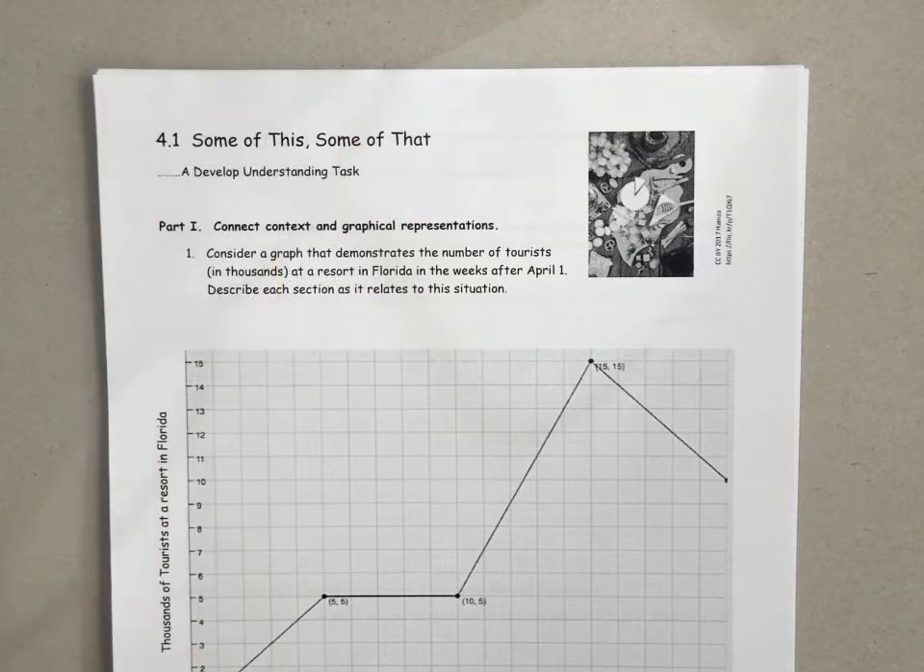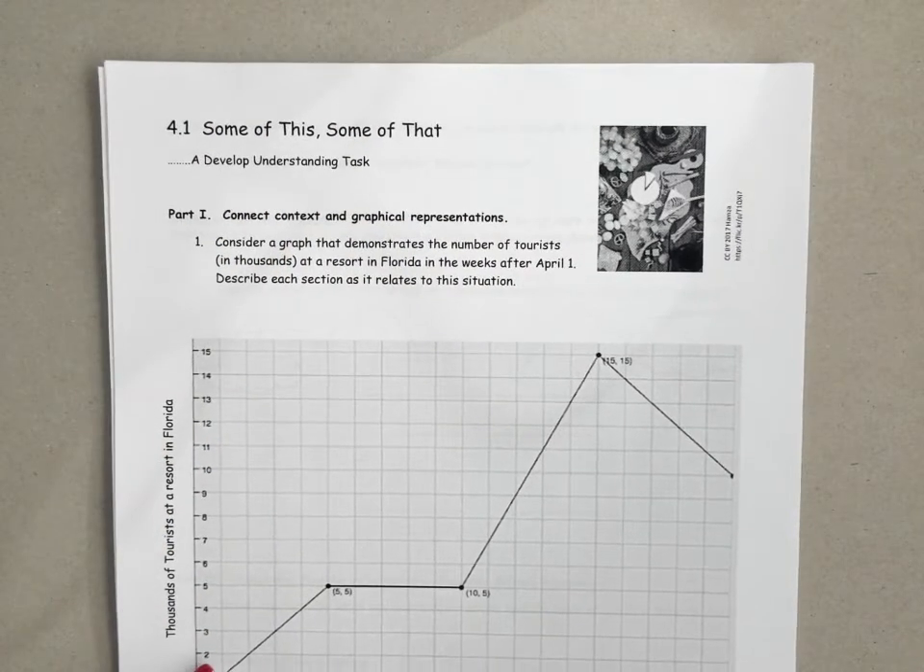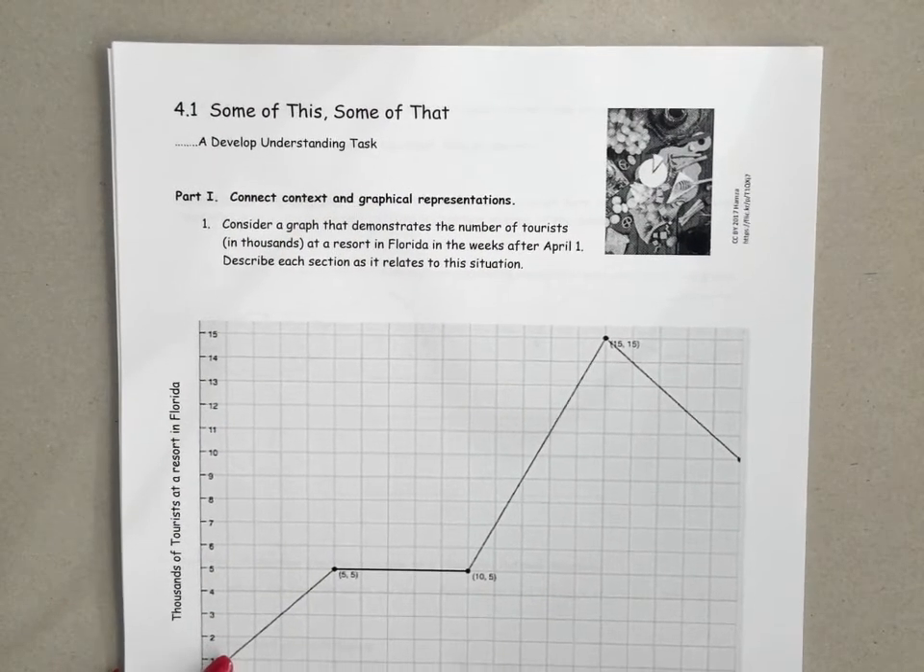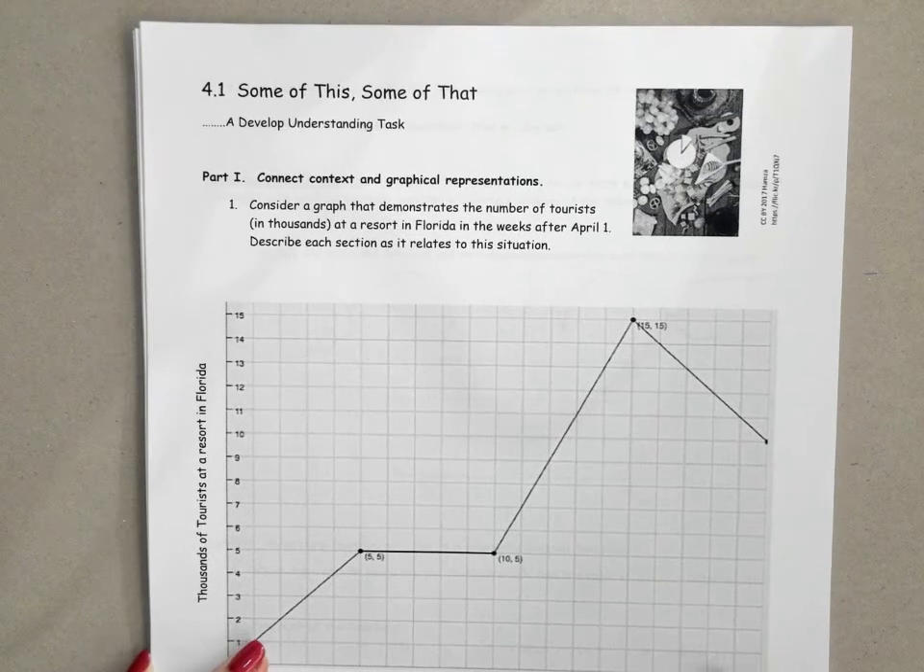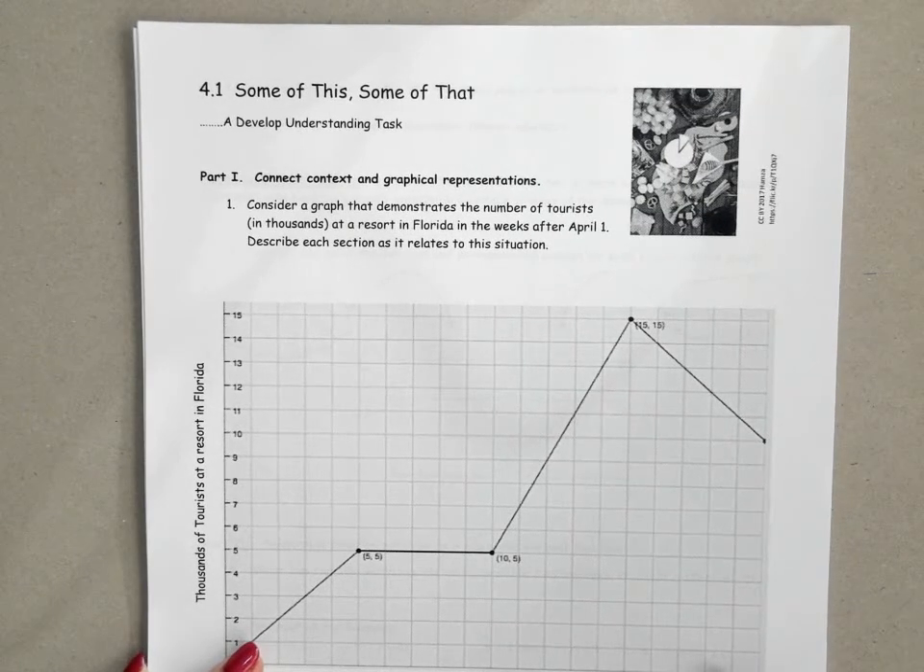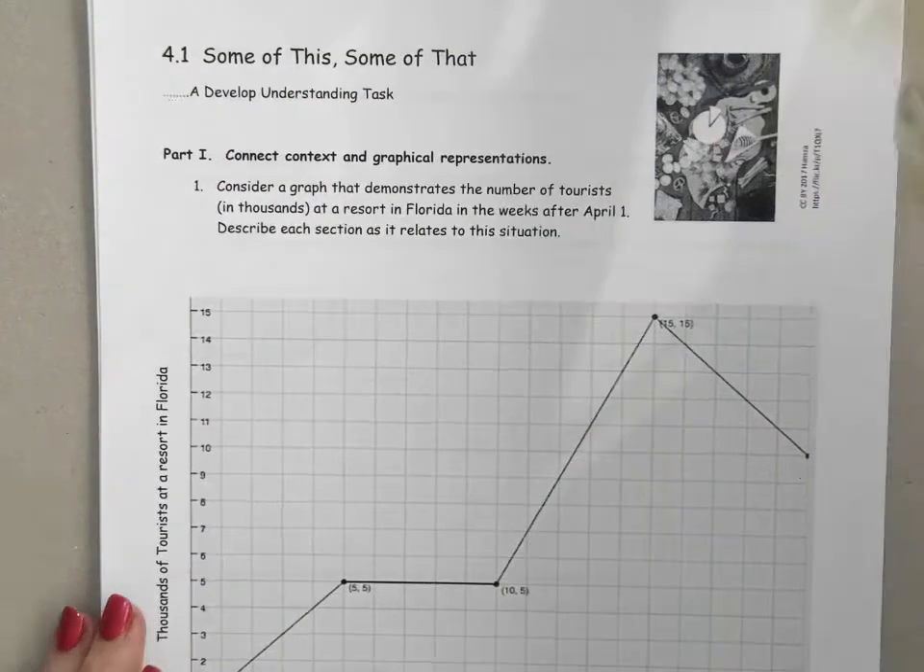And we're going to be looking at a graph that demonstrates the number of tourists in thousands at a resort in Florida in the weeks after April 1st. We're going to describe each section as it relates to the situation.